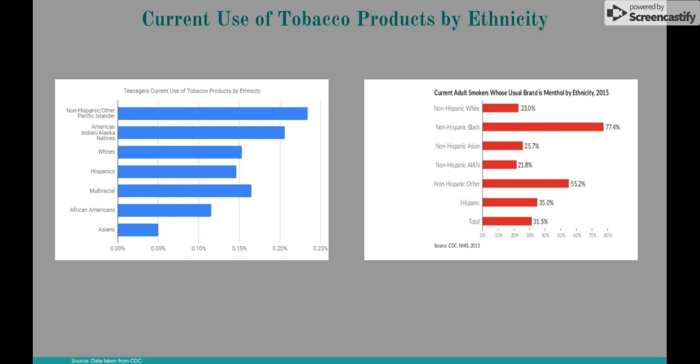African Americans and most Americans with lower socioeconomic status use menthol cigarettes. African Americans who smoke menthol cigarettes have a more difficult time quitting. Each year, more than 72,000 African Americans are diagnosed with tobacco related diseases.